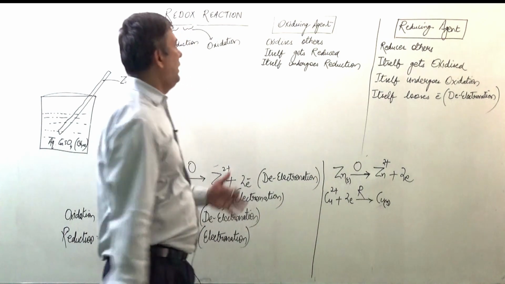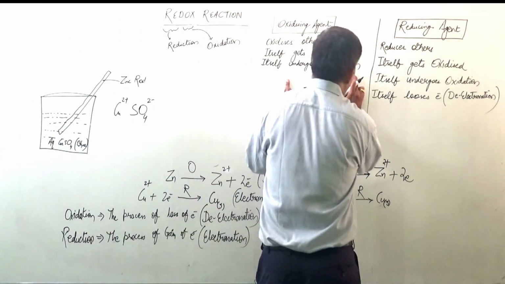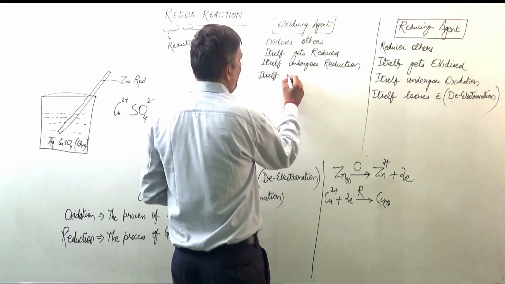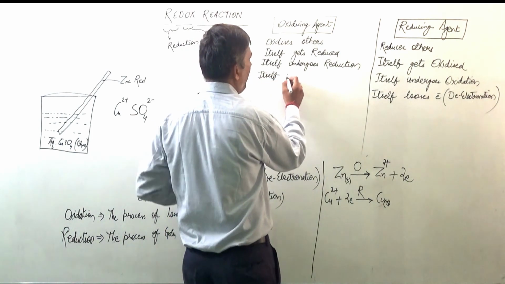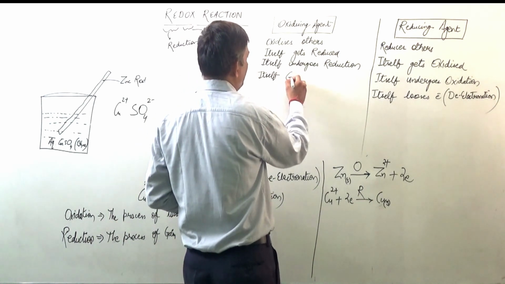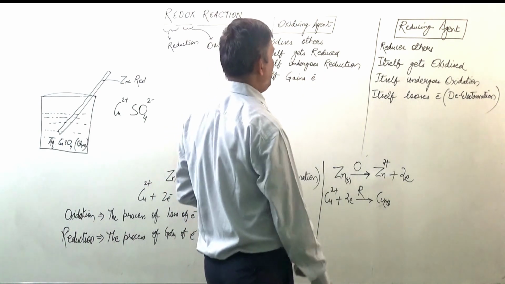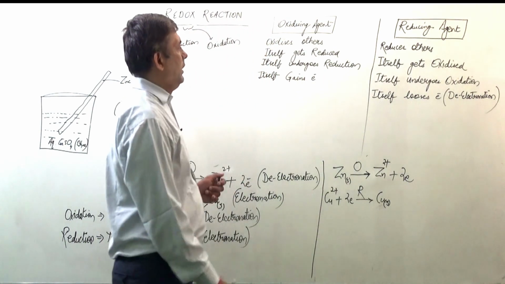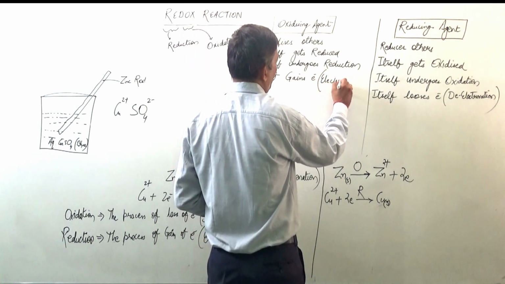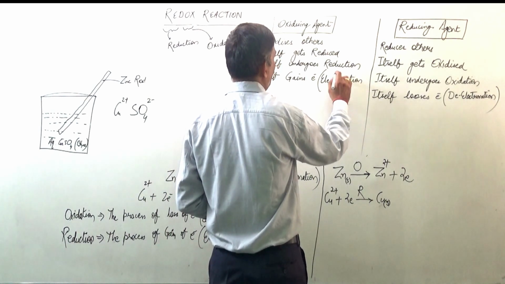And on the other hand, the oxidizing agent undergoes reduction, means itself gains electrons. Gains electrons means what? Itself it undergoes the process of electronation.